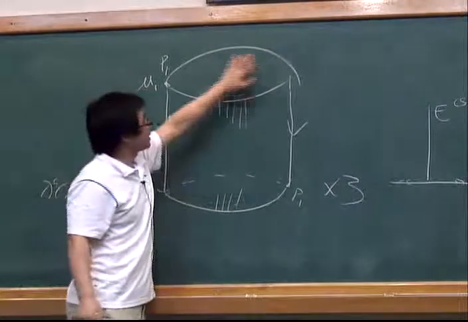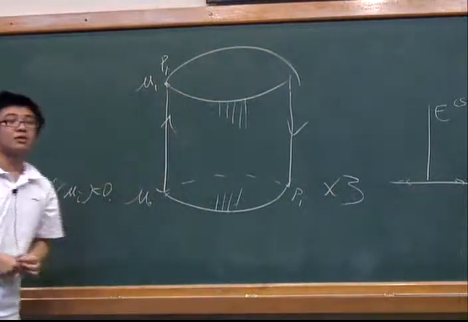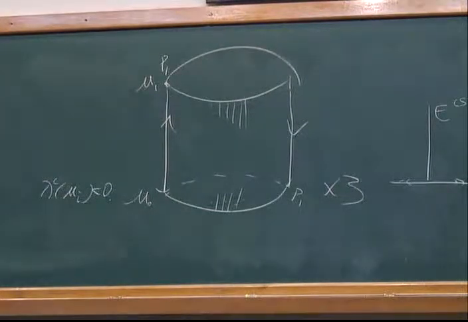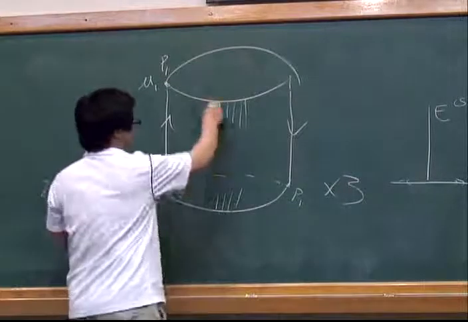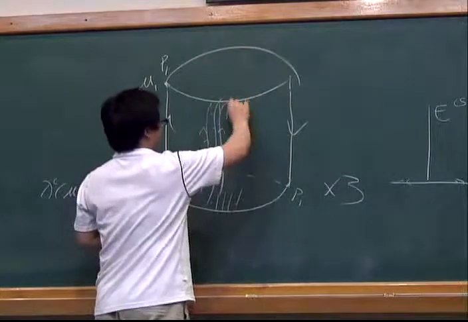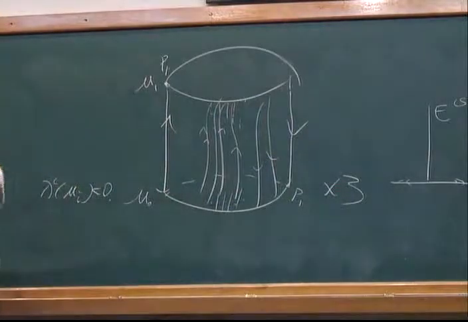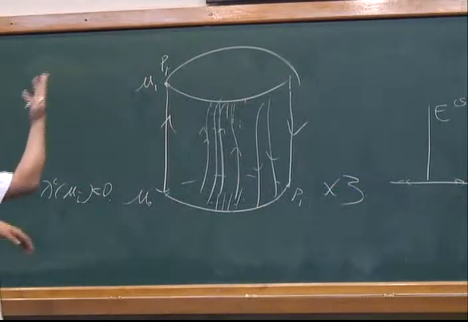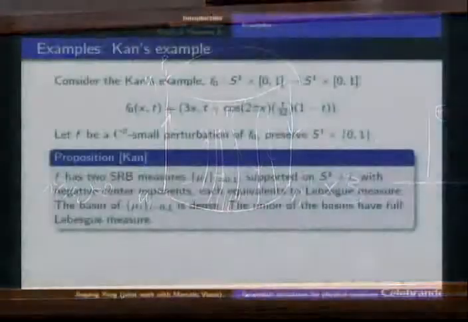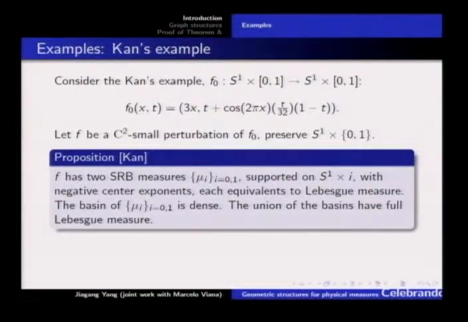that these two physical measures, mu1 and mu0, whose basins cover a full Lebesgue measure subset, and the basin of each physical measure is dense. So the basin is like this. Each one is dense. And this property is robust. Robust means if you consider any f, a small perturbation, if you preserve the boundaries, you will robustly have this phenomenon: two physical measures whose basins cover a full Lebesgue measure subset, and for each measure, the basin is dense.